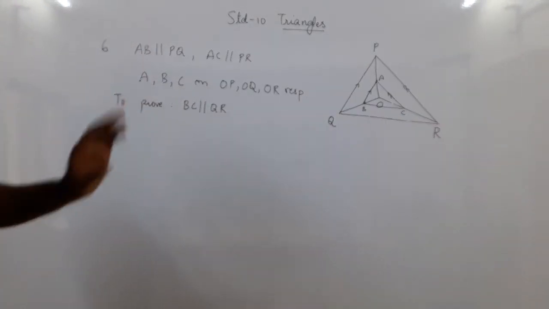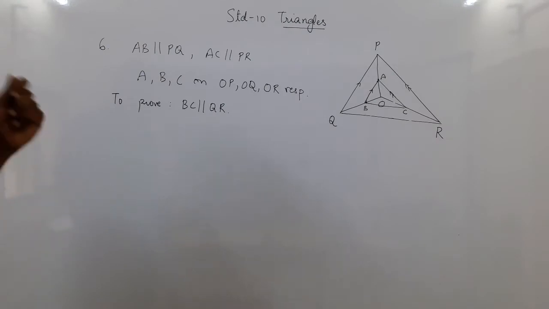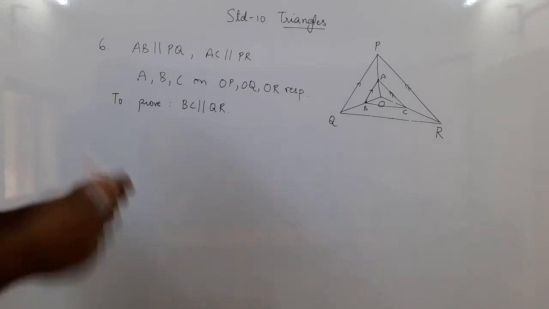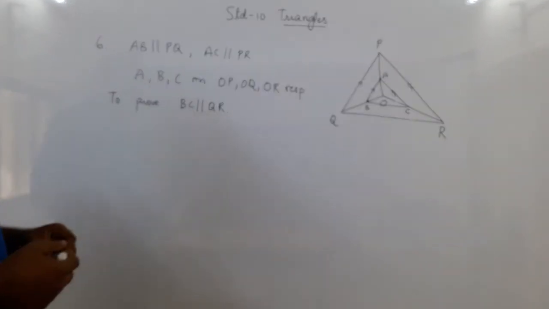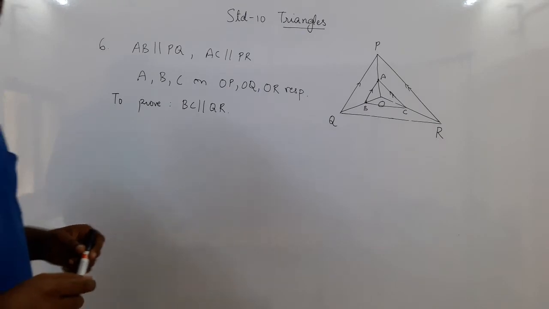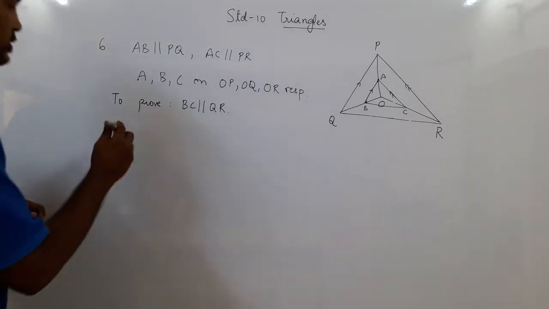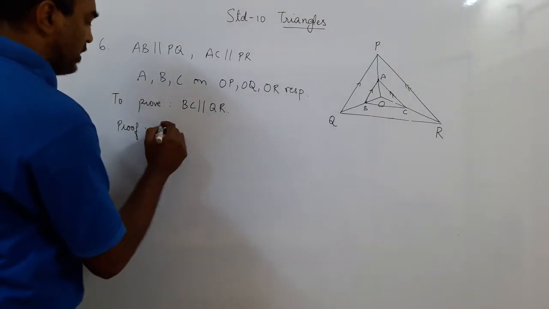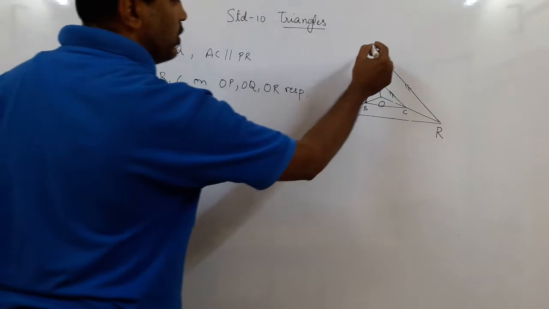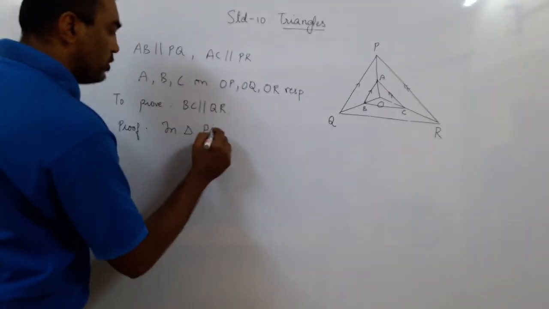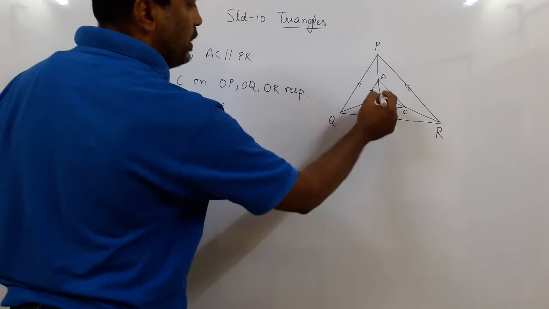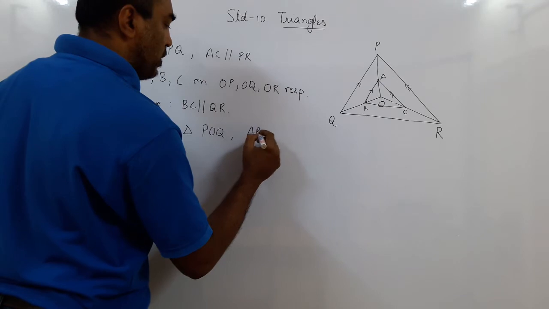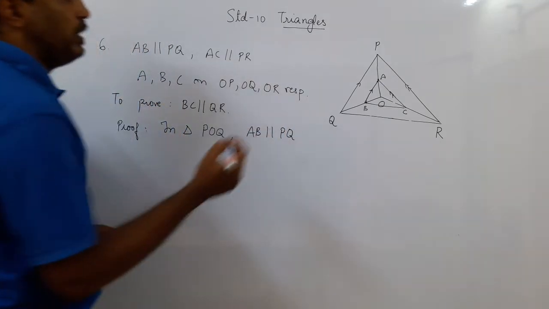So here again the sum is very simple, and like I told you, the choice. What will we choose? Because we are going by parallel lines, the first thing that comes to our mind is the basic proportionality theorem. But along with that, we have to choose which triangle we are going to take. So for the proof, I will first take triangle POQ. See the choice of triangle POQ. AB is parallel to PQ.